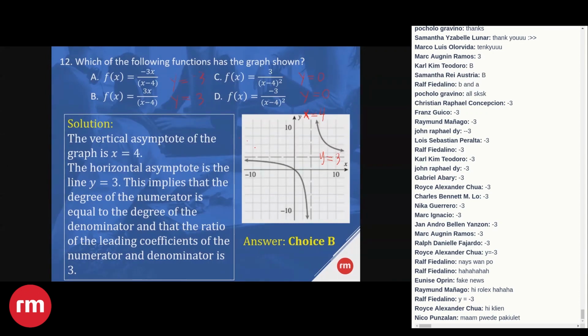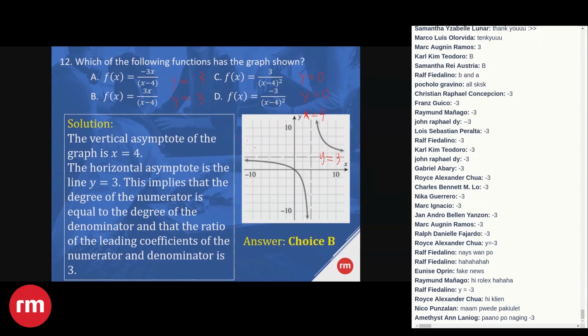Okay, sige. Ulitin natin ng mabilis. In our graph, we are given vertical asymptote x equals 4 and horizontal asymptote y equals 3. So we need to find which among these equations here will give us vertical asymptote x equals 4 and horizontal asymptote y equals 3. Kaya lang, kapag x equals 4 ang vertical asymptote, ibig sabihin nun magzi-0 ang denominator sa 4. Lahat ng choices natin, magzi-0 ang denominator sa 4. So, hindi nakakatulong. So, proceed tayo sa pagtingin ng horizontal asymptote, y equals 3.